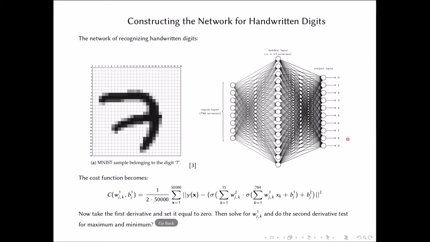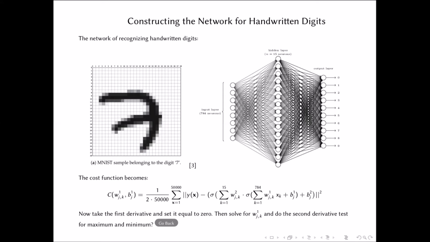Now we compare the output with the correct answer, which is y of x. The output is a function, a composition of an activation with another activation function. Here we have 784 weighted inputs between these two layers, and between these two layers we have 50. So it's an activation composed with another activation function. We find the difference between them and square it. That's the error for one image.